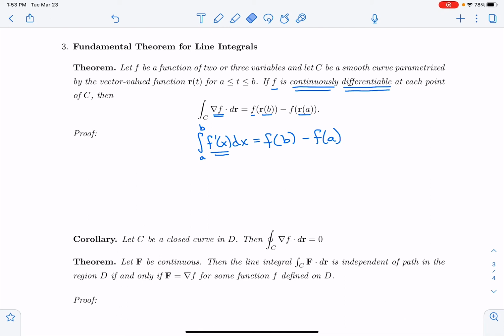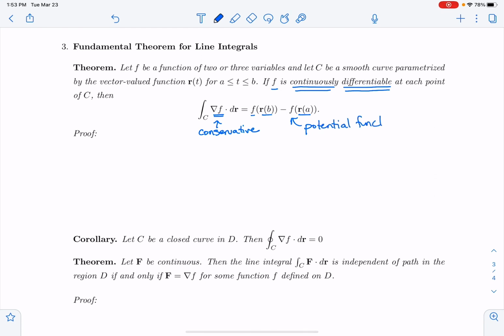Okay, so in that case, if we're going to integrate the gradient of some function f as our vector field, right, then this vector field, we'll notice, is conservative because it's the gradient of a function f. What do we call that function? We call that function a potential function. So we're going to evaluate this potential function at the endpoints. And so the potential function is kind of like our antiderivative.